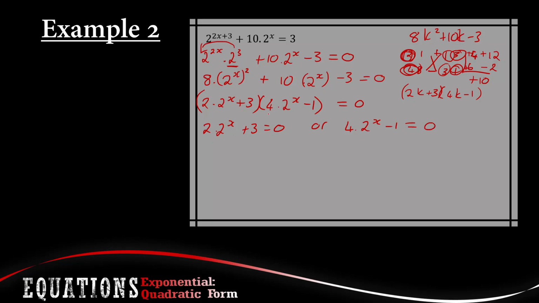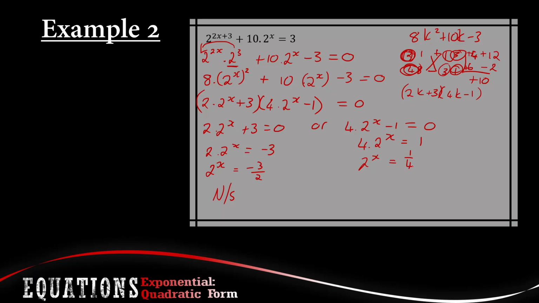And then solving for this side, we have 2 times 2 to the power of x equals negative 3. Divide both sides by 2, it is negative 3 over 2. So obviously this can't be changed into the same base, but even this is negative, so therefore it would have no solution. On this side we take the 1 over, becomes 1. Divide both sides by 4. 2 to the power of x is equal to 1 over 4.